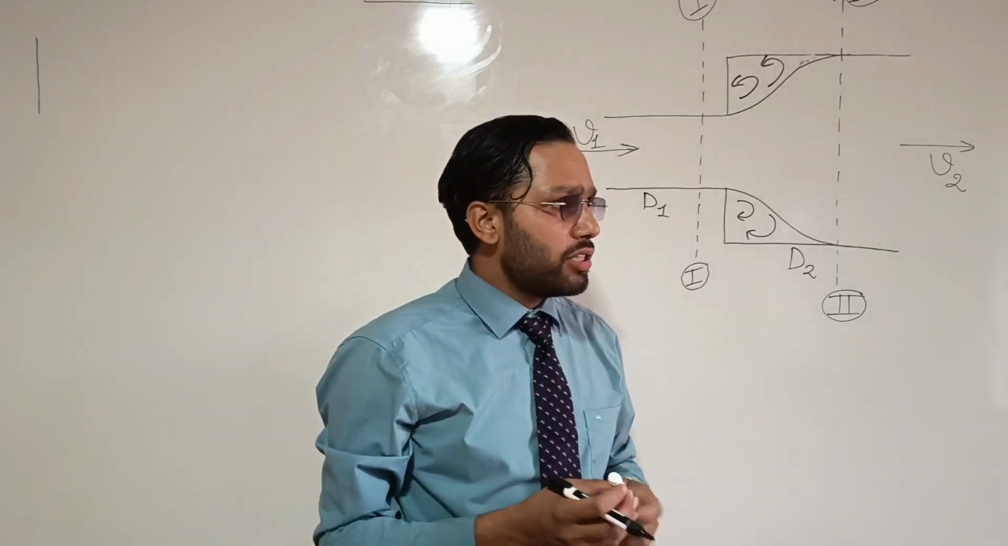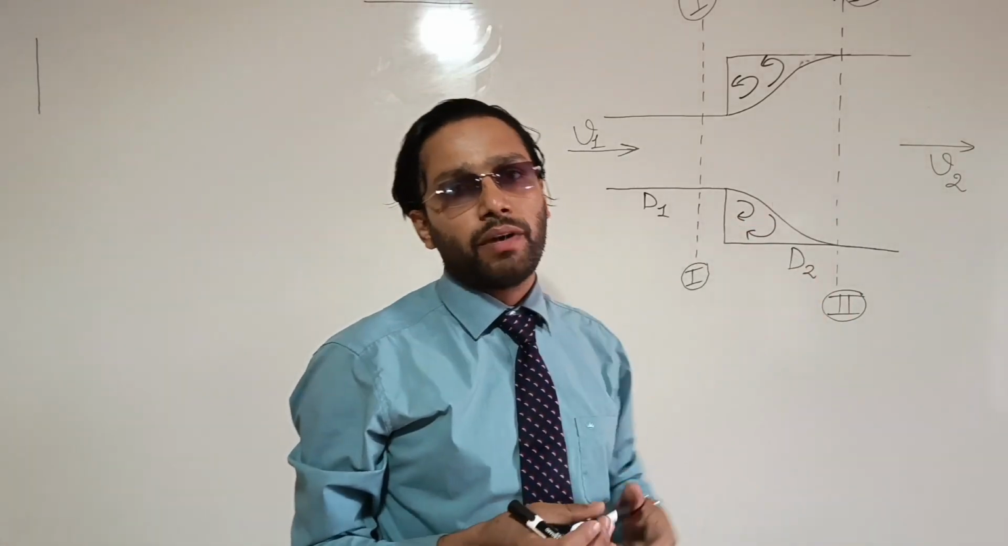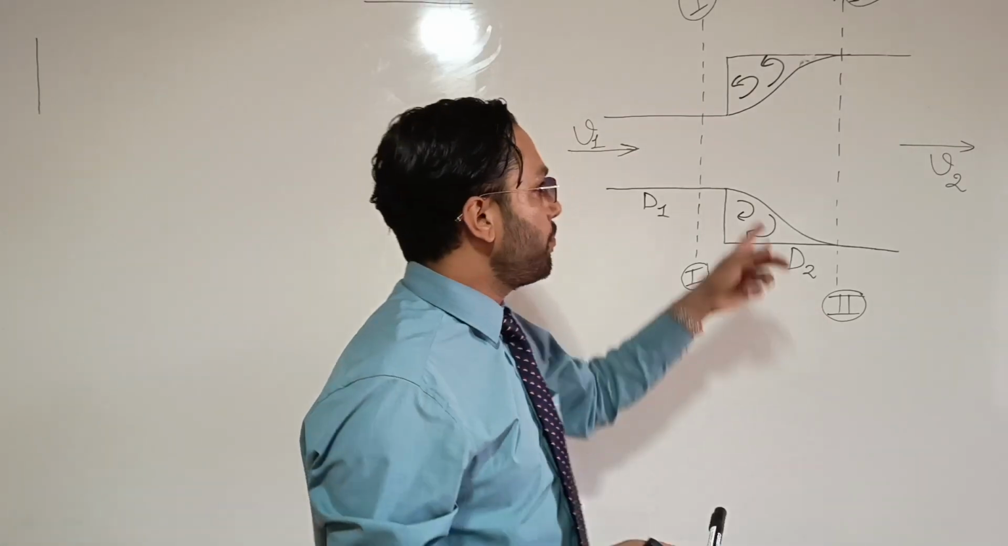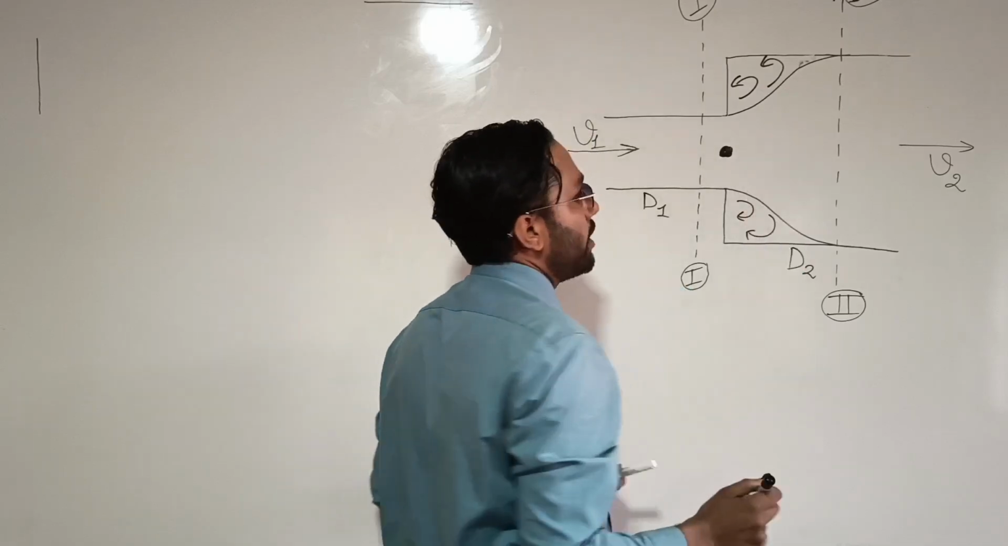Minor loss is also called point loss. It's not like a main loss, which is given by the Darcy-Weisbach equation. So this is the point loss. Minor loss is occurring here, where you can see there is a sudden enlargement.